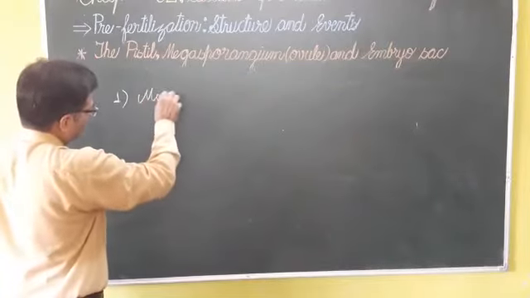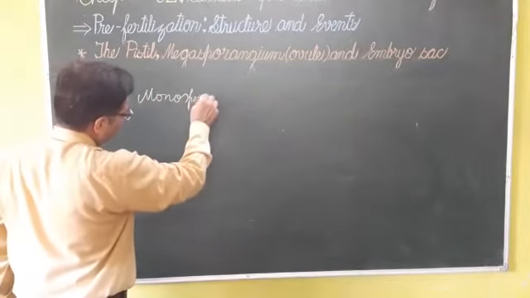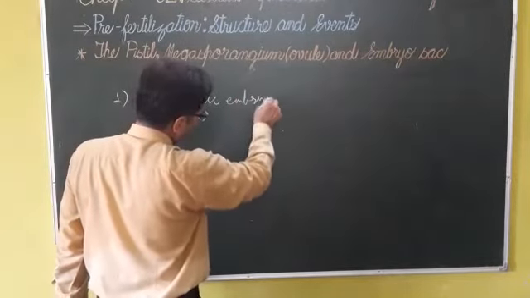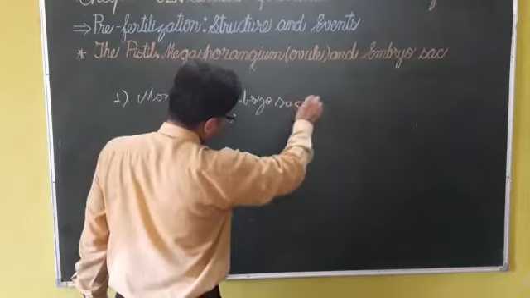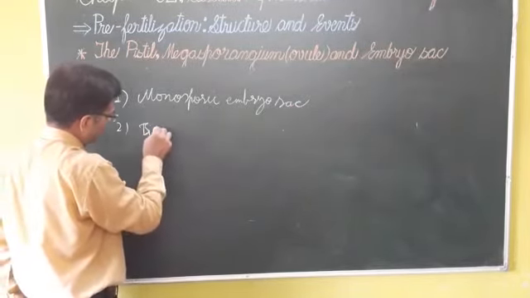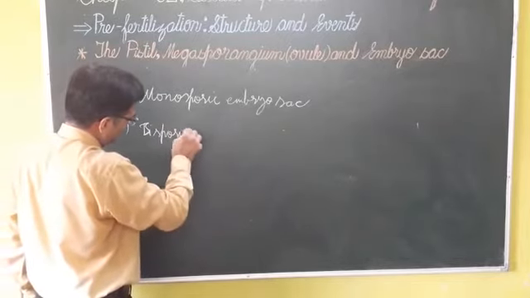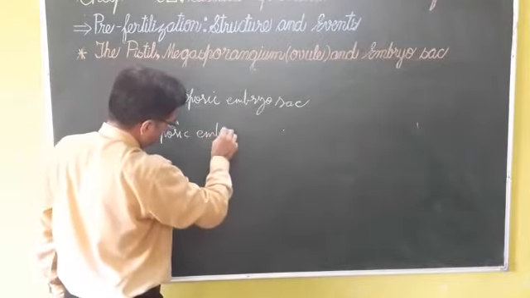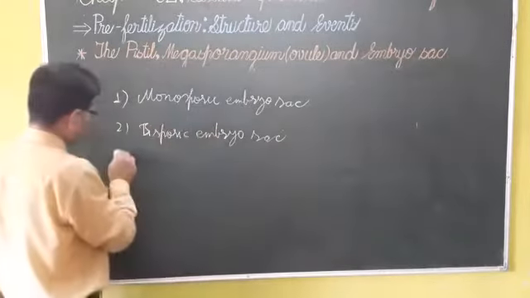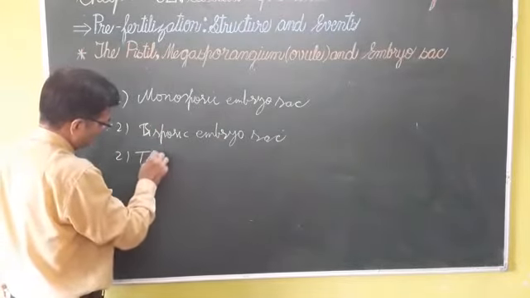Three types of embryo sacs have been found. One is called monosporic embryo sac. Next one is called bisporic embryo sac. And the last one is called tetrasporic embryo sac.